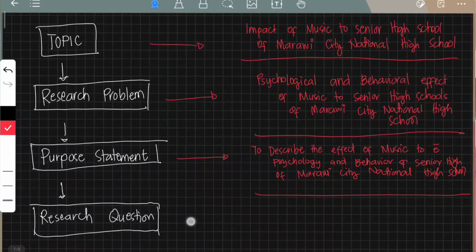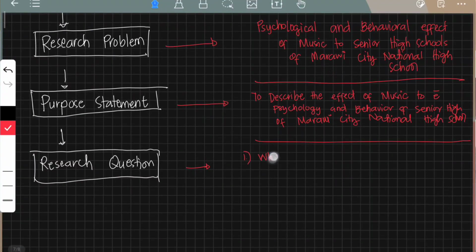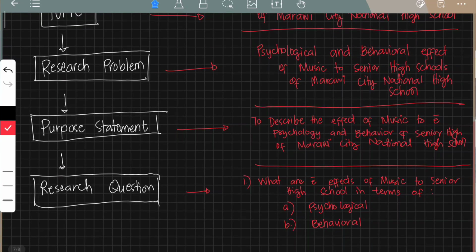Okay? And then, syempre, from the purpose of our statement, we came up with the question such as, what are the effects of music to senior high school students of Marawi City National High School in terms of psychology and behavior? So, nakita nyo guys kung gaano ka-simple yung pag-flow ng statement of the problem or research question natin through using the Fechler problem statement flow. You can actually use this guys as your basis on how you can create and formulate the question of your study.